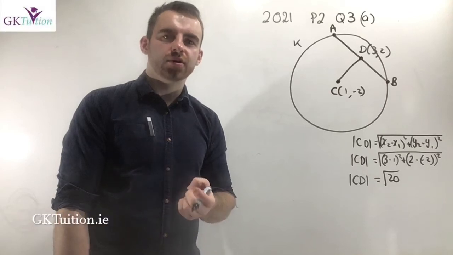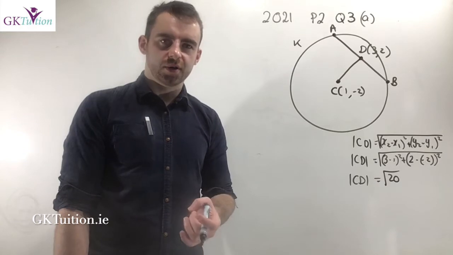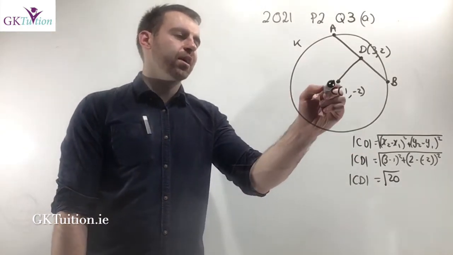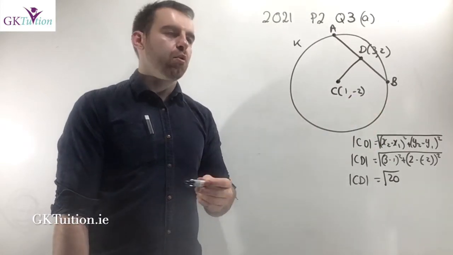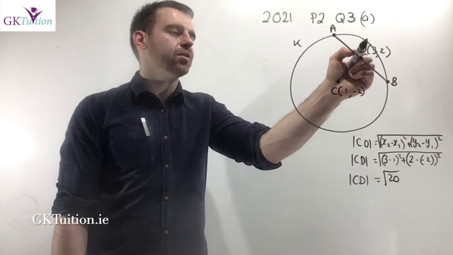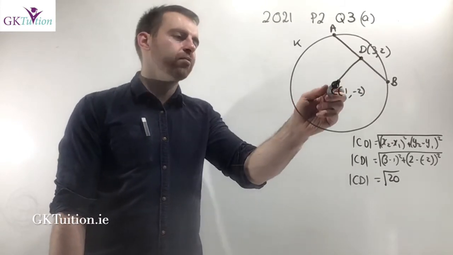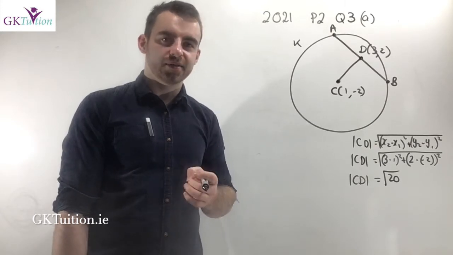In this video we're looking at 2021 paper 2 question 3, and it's coordinate geometry of the circle. We're given a circle with centre C and there's a chord AB. We know that the midpoint of the chord is the point D and it's (3, 2). They've drawn a line from C to D and we're asked to work out the radius of this circle.